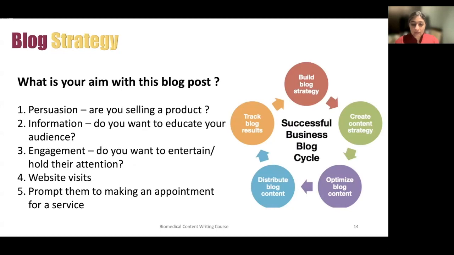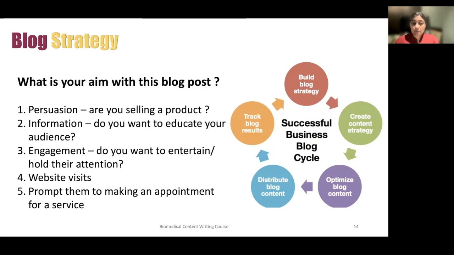Before writing a blog on your website, we have to understand what our aim is with this blog. What are we hoping to achieve? Are you looking to persuade your audience? Are you looking to sell a product or a service? Do you want to inform your audience? Do you want to educate your audience about a particular subject? Are you looking to engage your audience? Do you want to entertain them or hold their attention?